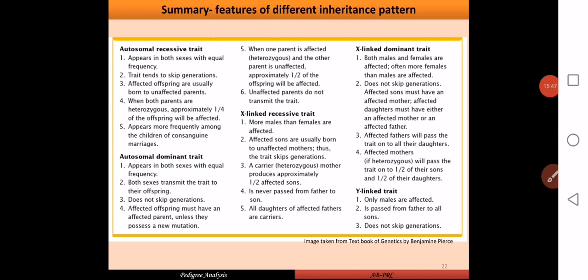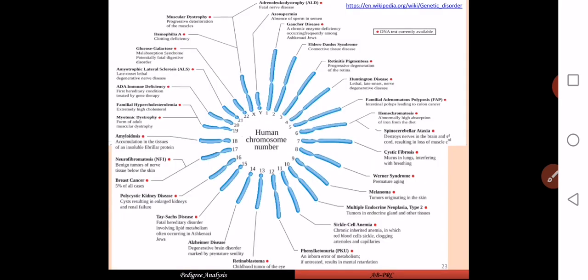And this is again a consolidation of the features we already explained. And here this image gives you an idea about various genetic disorders associated with specific chromosomes, right? You can see various examples. Already we have seen some examples to explain different inheritance patterns, right?